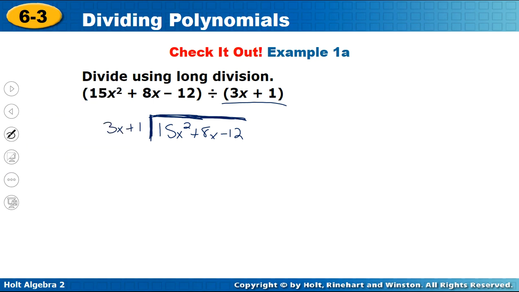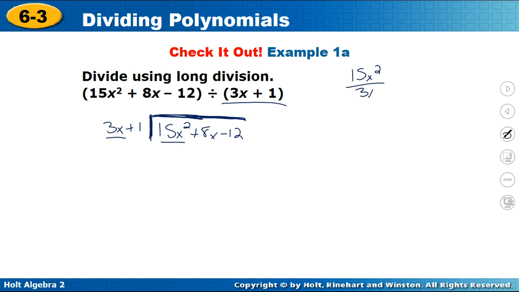We're going to focus our attention on this x term here, and then we'll do each of these one at a time. We're not going to try doing everything at once. You can't. That's not how you would solve these problems. So let's start with the 15x squared. We're technically doing 15x squared divided by 3x.